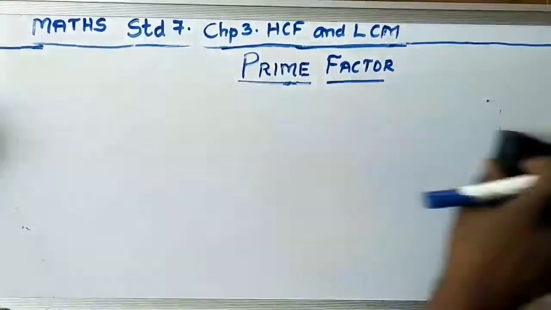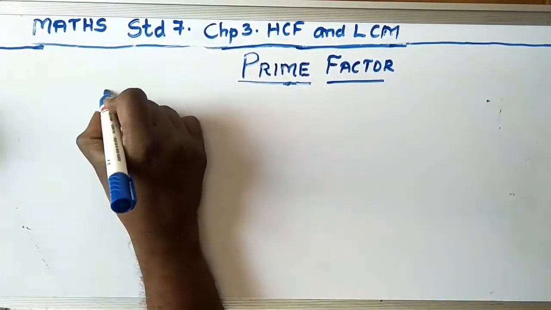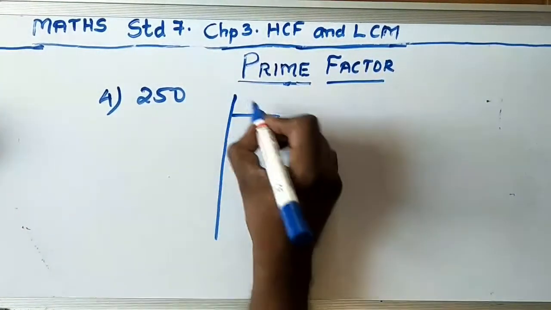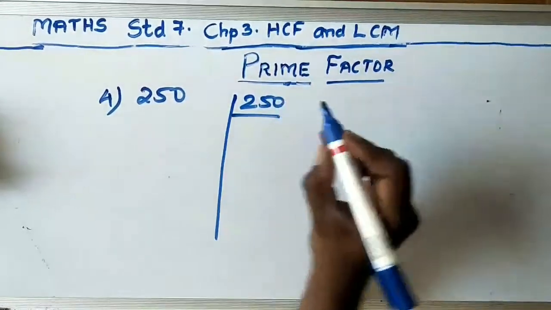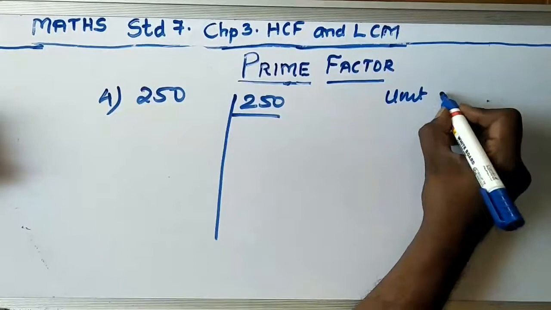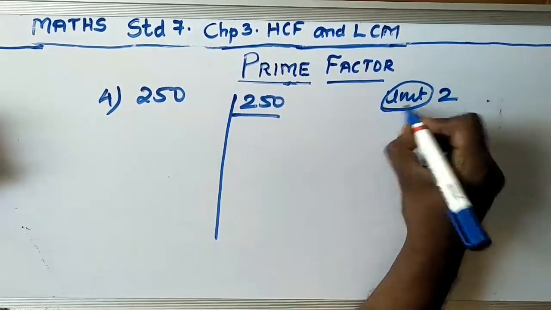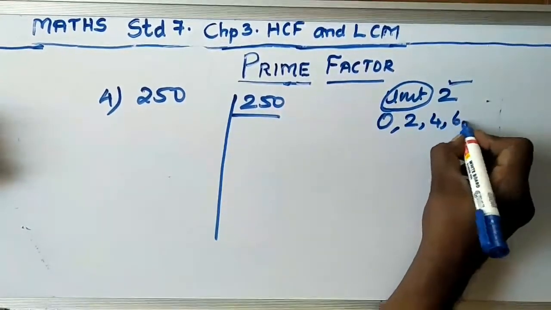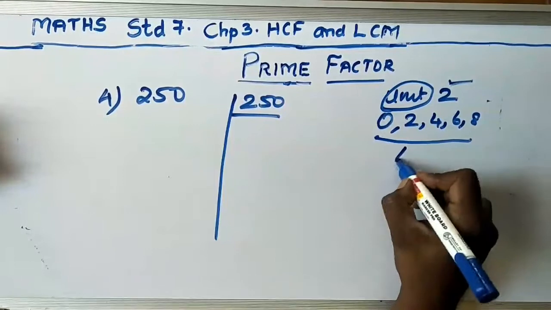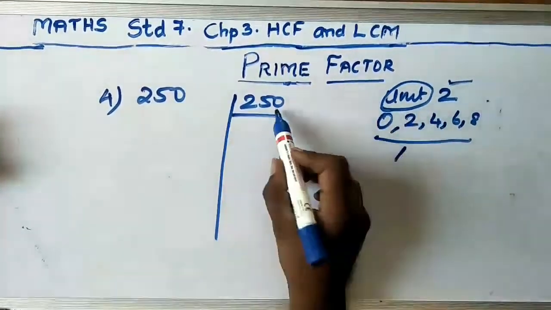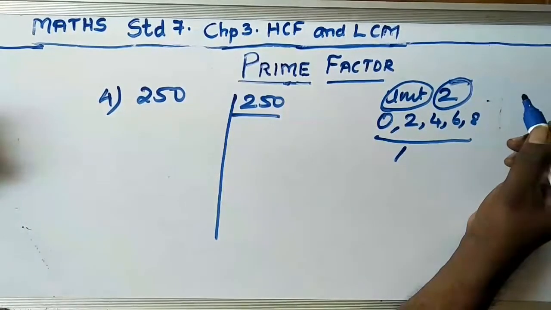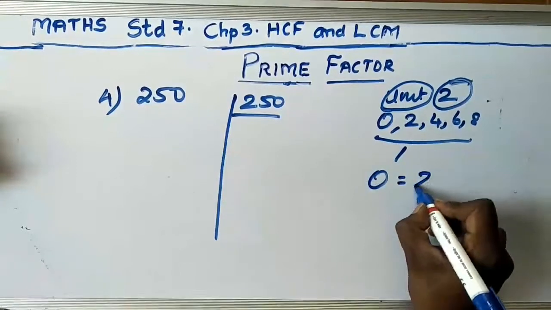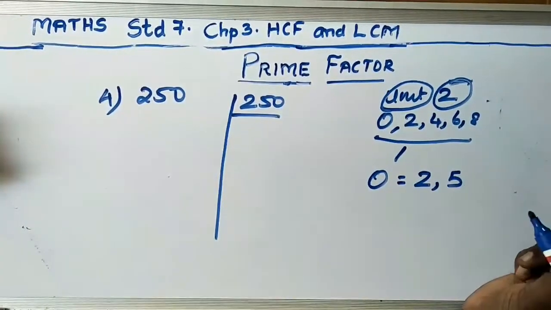Let us do the next sum. We'll do the fourth sum, that is 250. Now, if it is divisible by 2, what should be the number in the unit place? 0, 2, 4, 6, 8. If any one of these numbers is in the unit place, that means the number is divisible by 2. So 0 means it is divisible by 2 as well as divisible by 5.